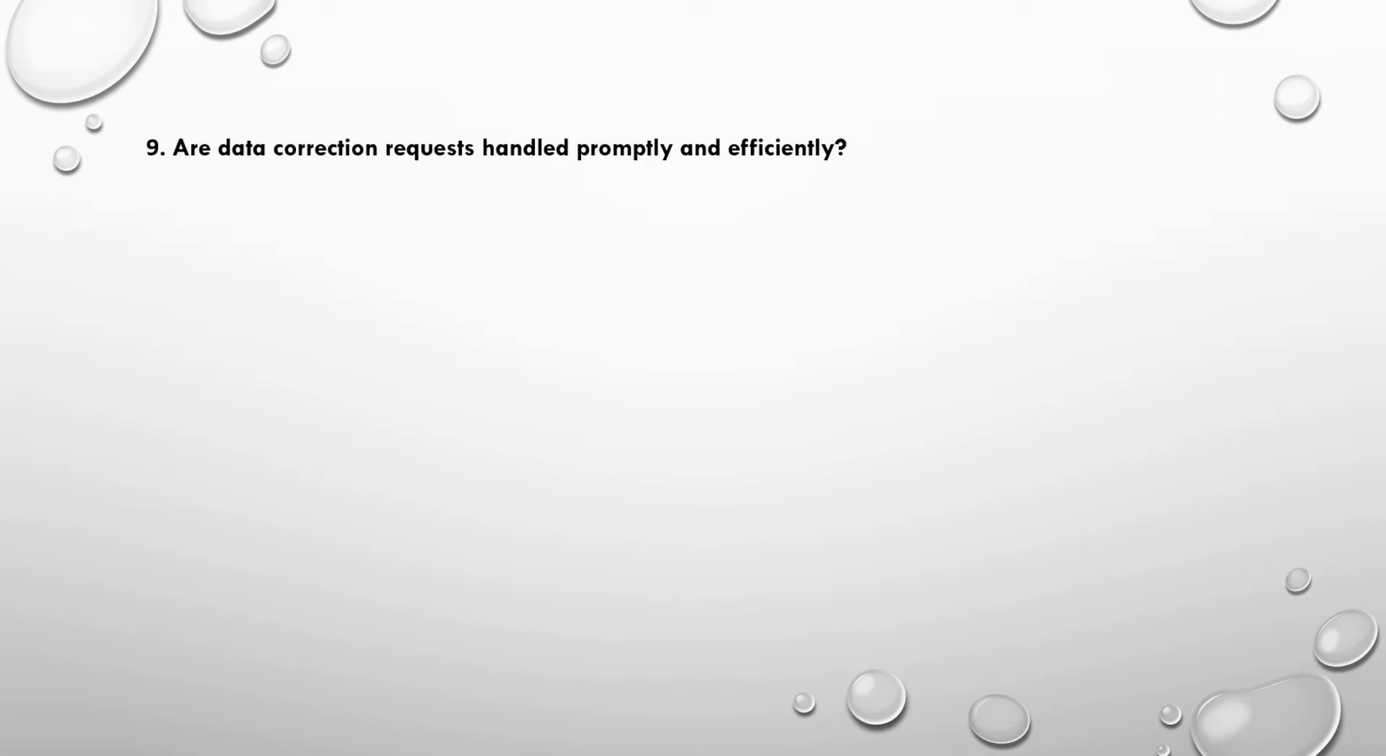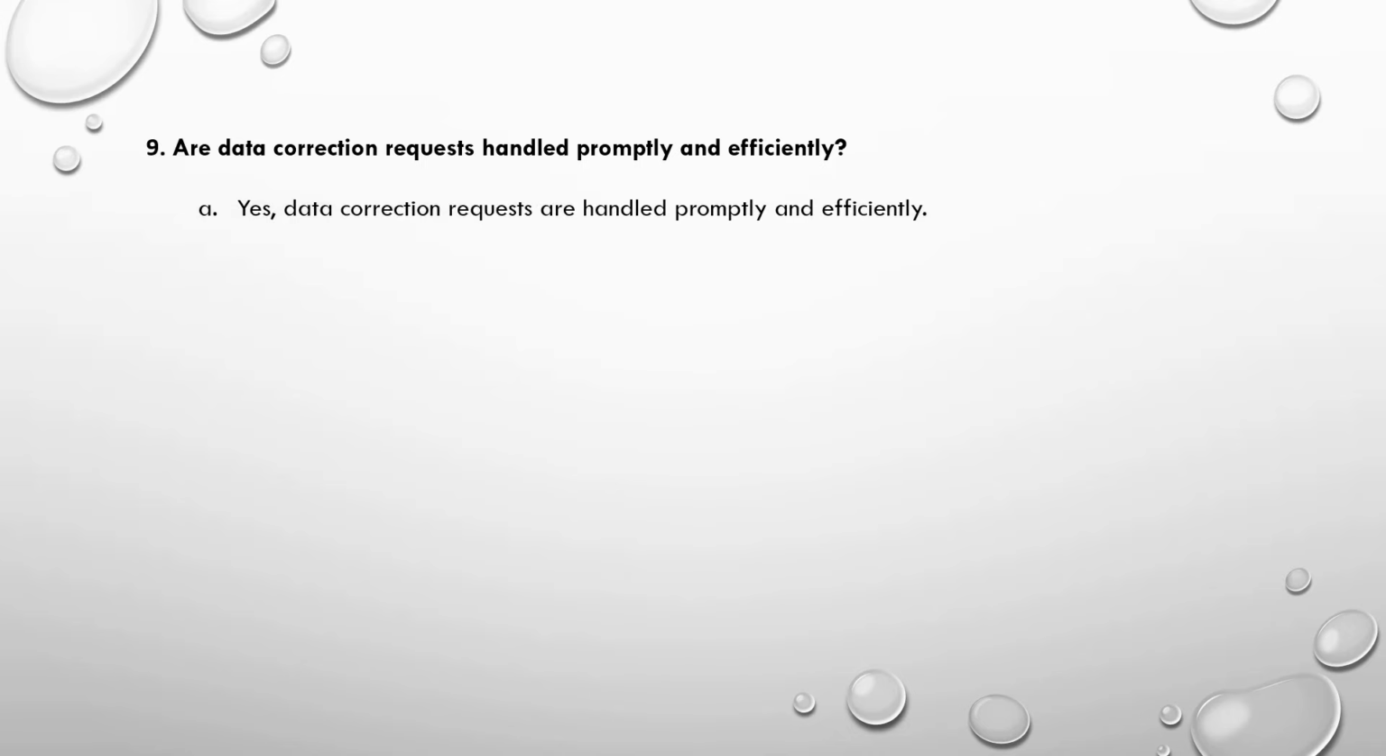So this question is focused on how an organization or entity manages requests to correct data, which could come from the users, customers, stakeholders, or any other relevant party, right? It aims to ascertain whether these requests are addressed quickly and without unnecessary resources or steps. So that means promptly and efficiently. Let's see what the options are.